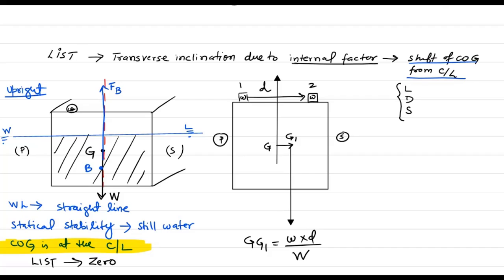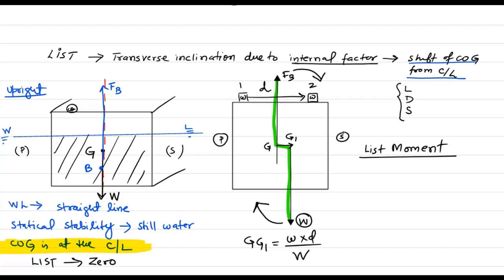Now you have two forces which are equal and opposite, but they are separated by some distance. Do you see this? So a list moment is formed. What is this list moment doing? Look at its direction. It will turn the ship this way. List moment is formed.